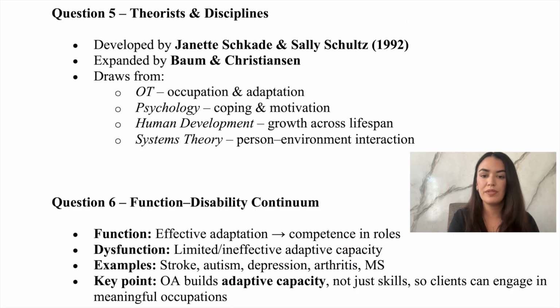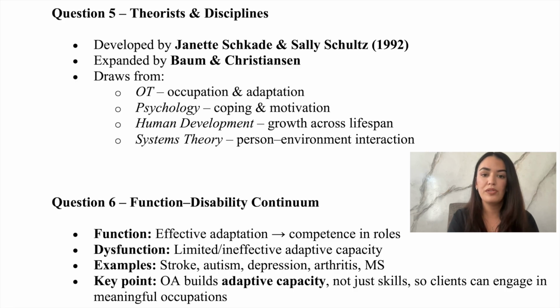The Occupational Adaptation Model was created in 1992 by Janet Shakade and Sally Schultz at Texas Woman's University. They wanted to explain how people adapt through meaningful occupations when facing challenges. It's based in occupational therapy, but also draws from psychology, human development, and system theories. This shows adaptation is not just physical, but also cognitive, emotional, and social.